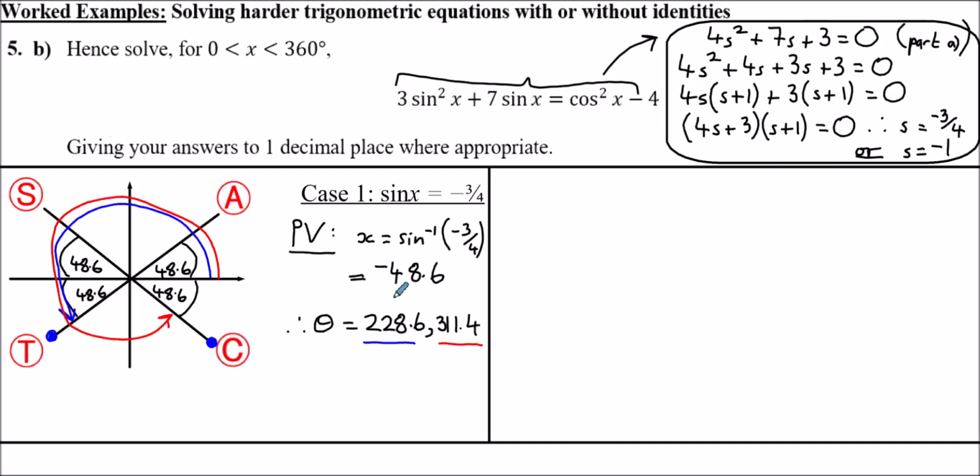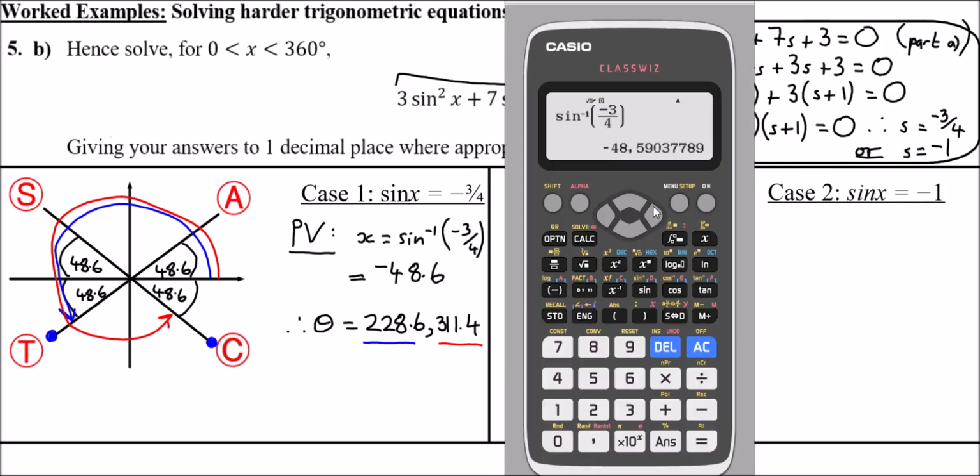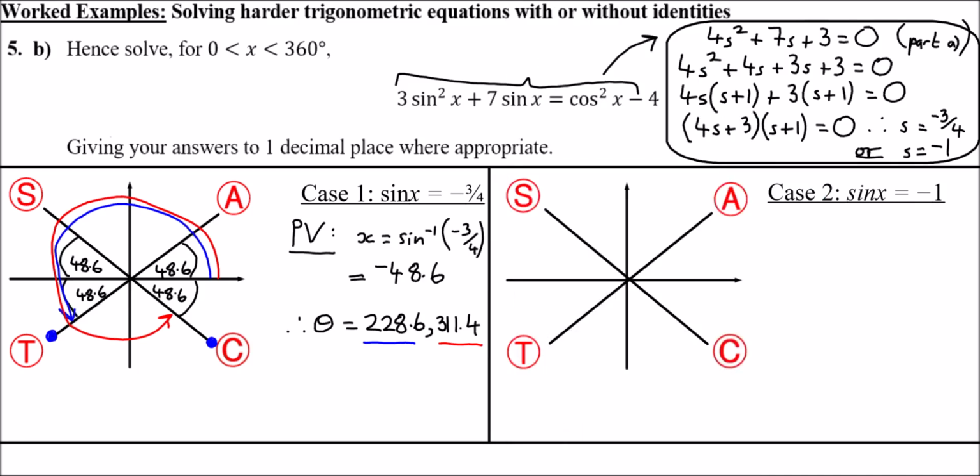It could, however, be where sine theta is negative 1. So this is our second case to consider. So over here, we have this. So where is sine of x going to be negative 1? So again, cast diagram, and find the principal value by doing inverse sine of minus 1. So here we get minus 90. So our principal value is negative 90.